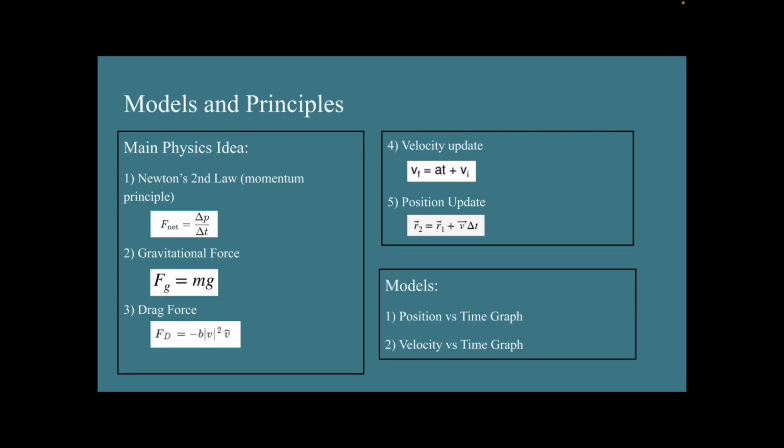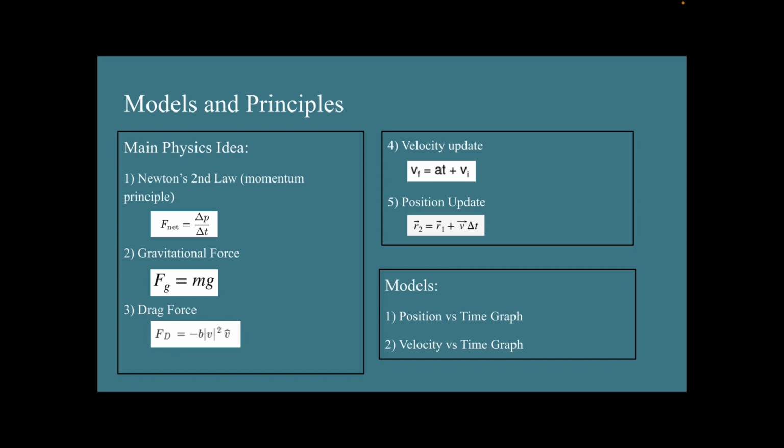The main physics idea that was present in the experiment includes Newton's second law, also known as the momentum principle, to calculate the net force acting on the object. The gravitational force along with the drag force are two interactions that are included in the net force, so it is important to take these two forces into account, which will be shown later in the code.